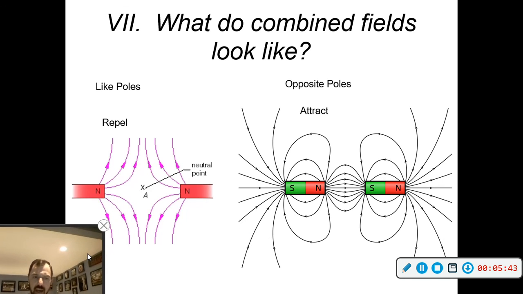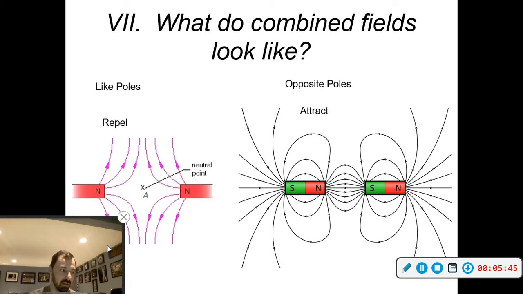And lastly, how do magnetic fields actually interact? Like poles will repel or move apart. You can see the lines going apart from each other. And opposites attract. You can see the north going to the south.